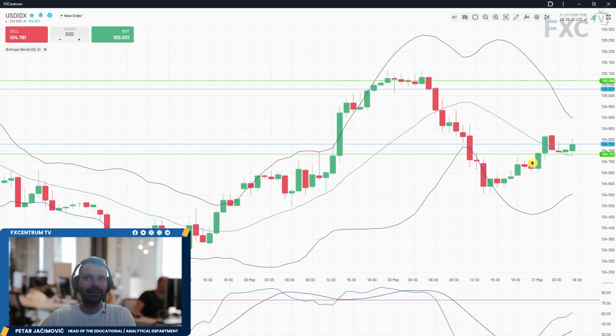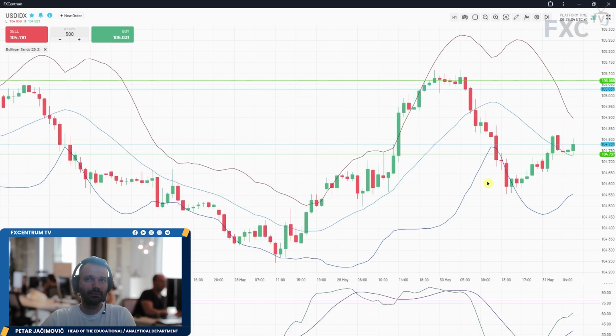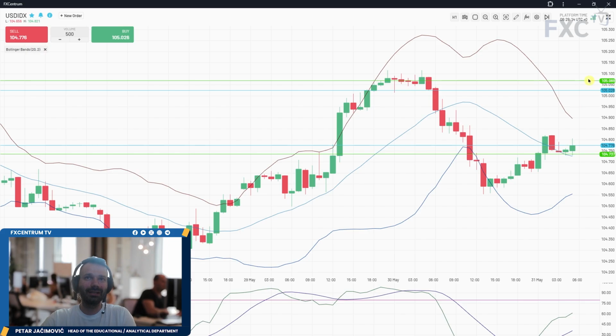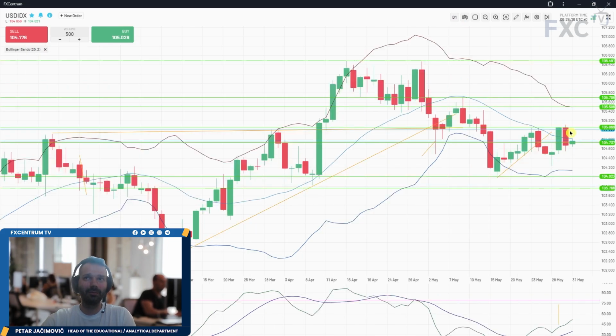After this sell-off and after the break of the lower Bollinger Band on the hourly, we don't have any resell so far. So if the market can just do some consolidation and then break to the upside again, we can see upside continuation and upside movement again on the dollar index and even an eventual retest of 105.50.